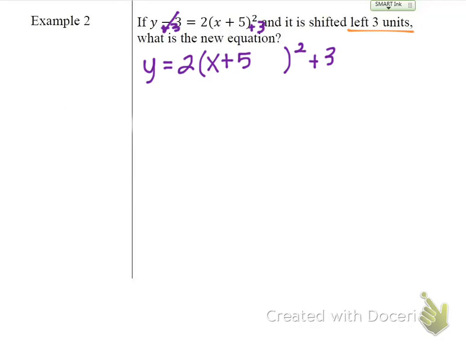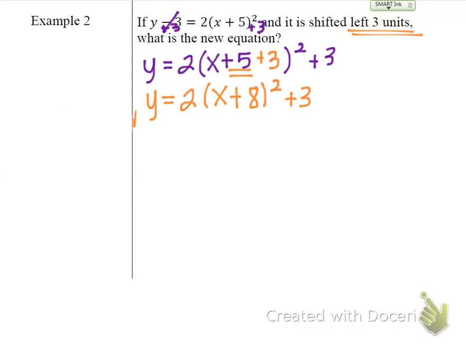I'm shifting to the left 3 units. That is the x-coordinate. Left is with the x, so when we're shifting to the left, remember, x does not behave the way we want it to. So will I be adding 3 or will I be subtracting 3? Adding 3, and we add it inside the parentheses because that's where the x-coordinate of the vertex is. So you add it to whichever coordinate it is that you're shifting. So we simplify. That's going to give me y equals 2 times (x plus 8) squared plus 3.